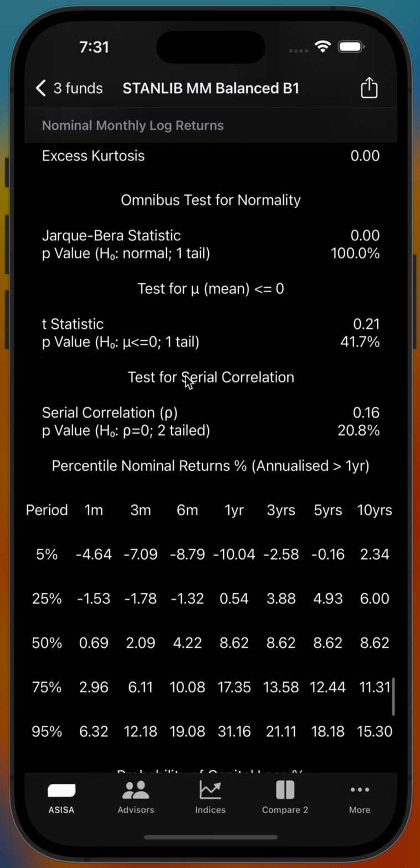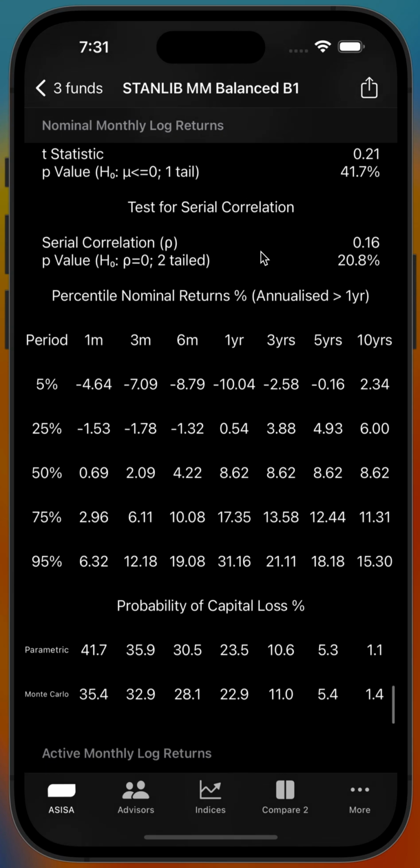Okay, also check for serial correlation. Again, not much evidence of serial correlation. And then based on that, we can actually calculate the percentile nominal returns on an annualized basis greater than 1 year. Sorry, they're annualized if the period is greater than 1 year.